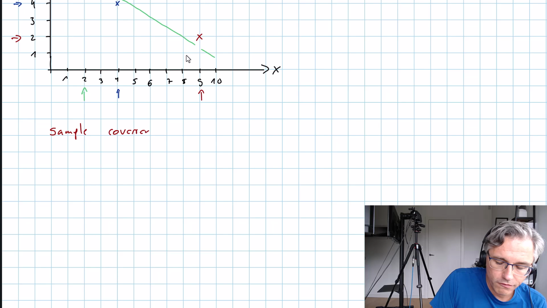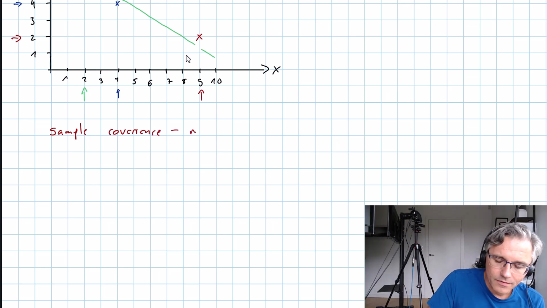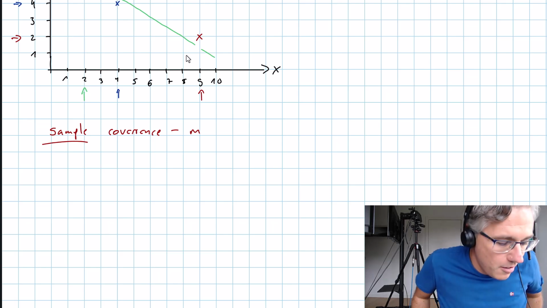Sample covariance. The reason I say sample is that with these statistical measures of deviation or codependence, there's always a formula for sample and population versions of the same measure. Fortunately, nowadays in the exam, you just need to know the sample version instead of both. So we'll just focus on one.